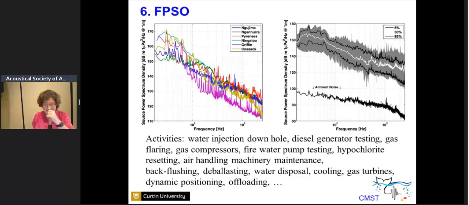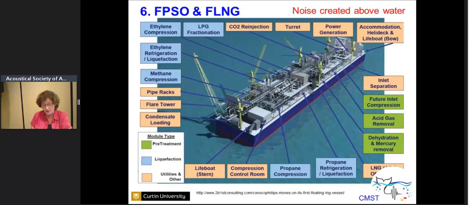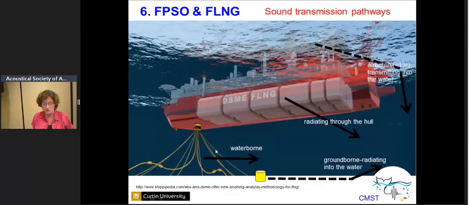So we took a statistical approach, we lumped all the data, and we reported power spectral density percentile levels as well as percentiles of 1/3 octave source levels. All right, FLNG, floating liquefied natural gas, something of the future. However, the first one is going to go into operation in Western Australia at the end of 2017. So there's a lot of processing happening on these vessels, and the sound radiates through the hull into the water. You also have waterborne sound as well as groundborne sound that radiates back into the water.